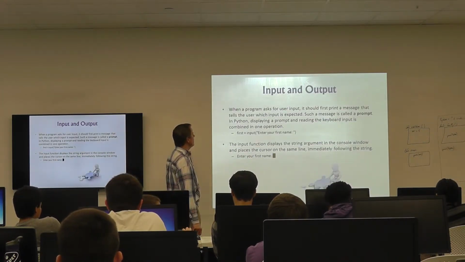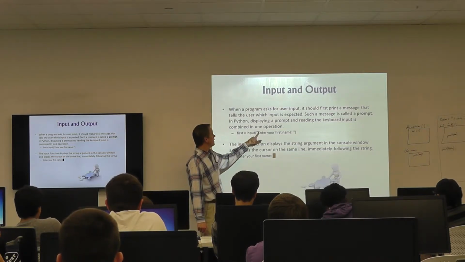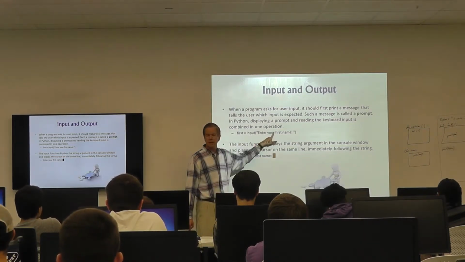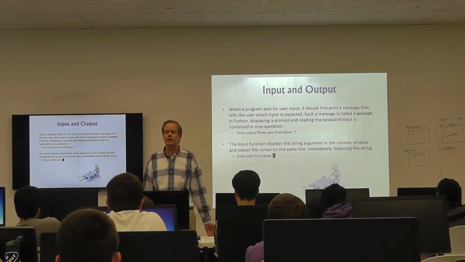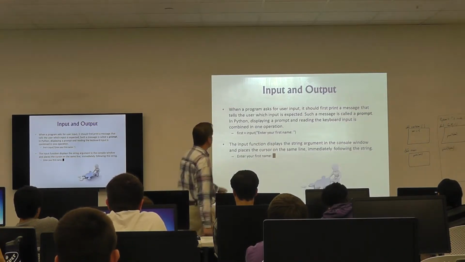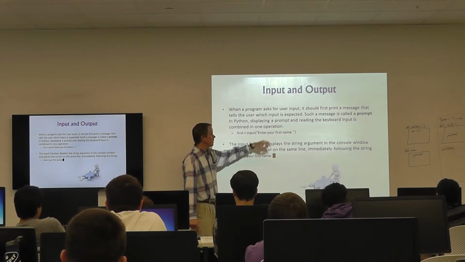Input and output. Yay, we love input and output. So the input statement says input, quote, then some text that's supposed to be displayed to the user. User puts in their input. Great, that's fantastic. And then we stick it into a variable over here. First equals input, blah, blah, blah, blah.